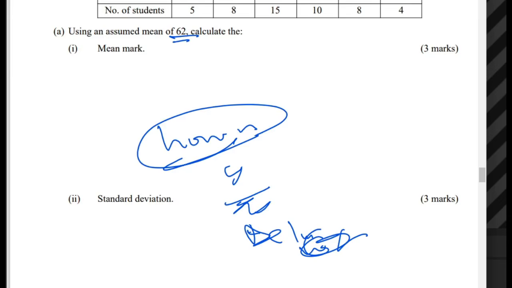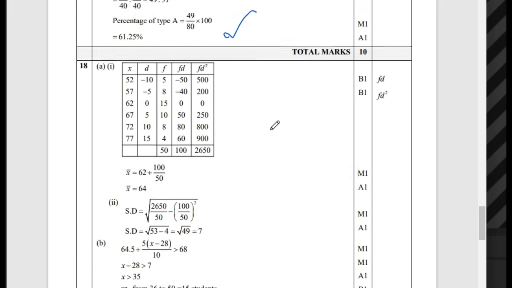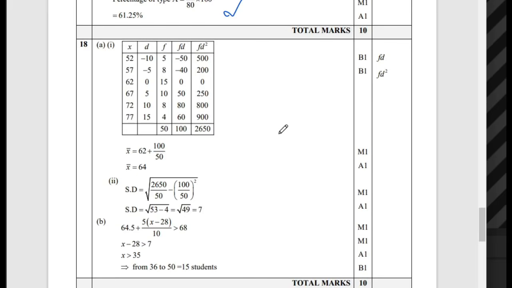So the answers for that, this is what you're supposed to do. Get the assumed mean, and then get the mean and the standard deviation.